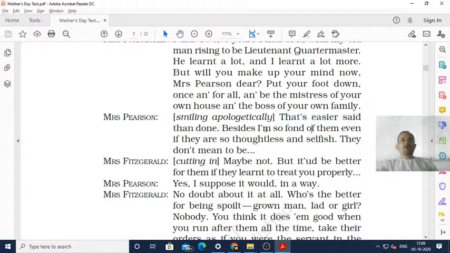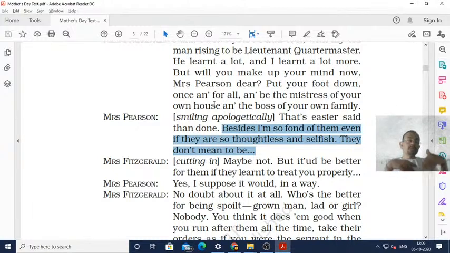Besides, I am so fond of them, even if they are so thoughtless and selfish, they don't mean to be. Mrs. Pearson says, moreover, I am very much fond of my family members. Although they are very cruel, although they are very selfish, as they belong to me, as they are my family members, I feel it's difficult for me to change overnight my approach or behavior or interaction with them.